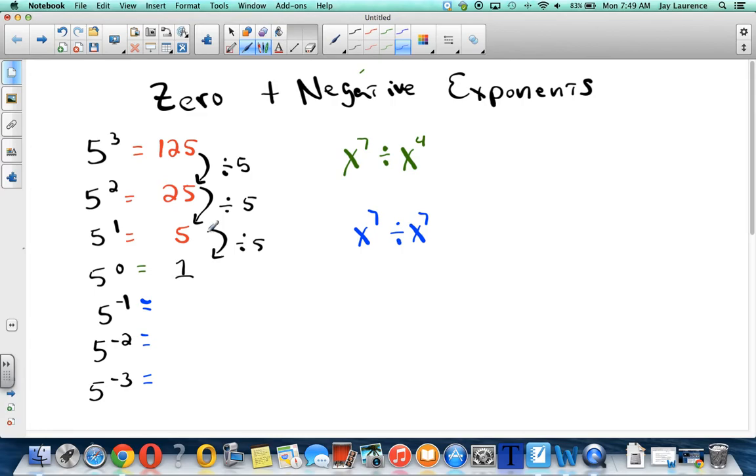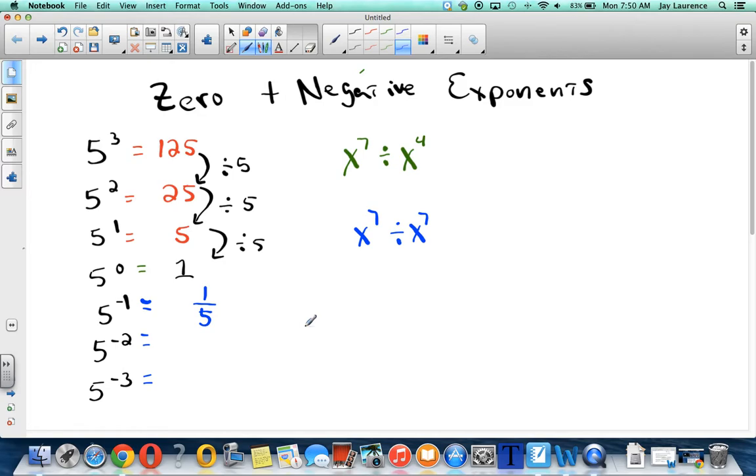No. All right, look, when we move to 125, that's the same as 5 cubed, right? To 25, which is the same as 5 squared, we divided by 5, didn't we? And then when we went down to 5 to the first, we divided by 5, and 5 to the 0, we divide by 5. So let's just divide by 5. Take the previous number and divide by 5. 5 to the negative first is 1/5.